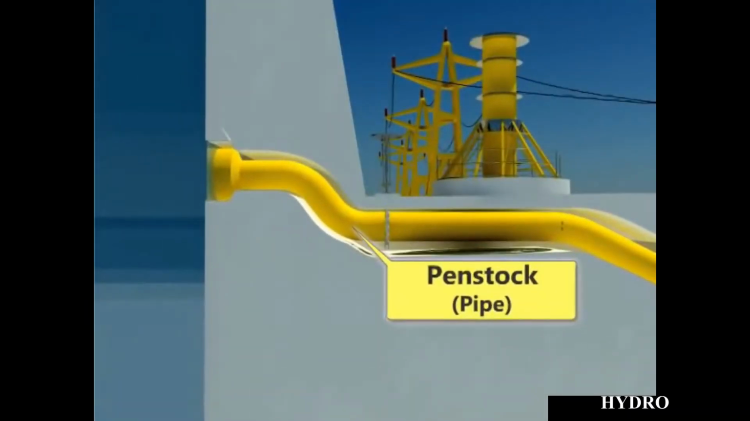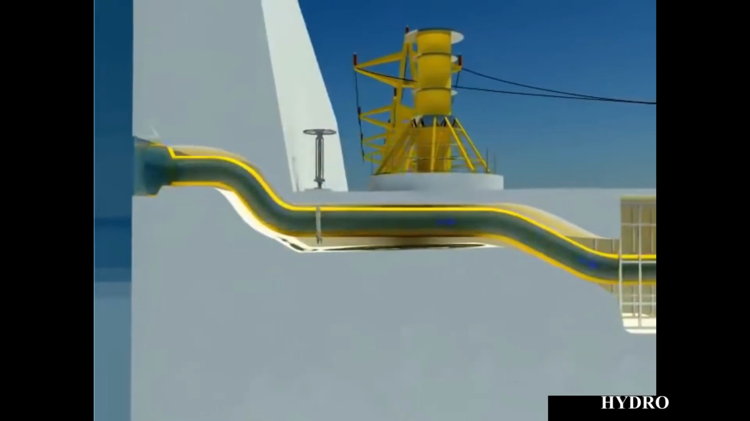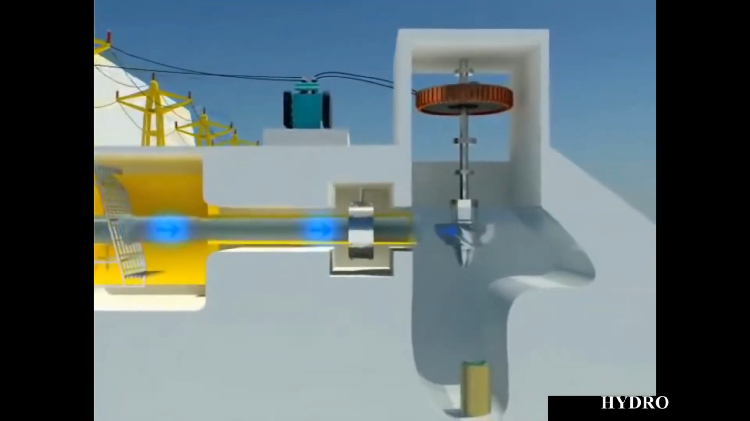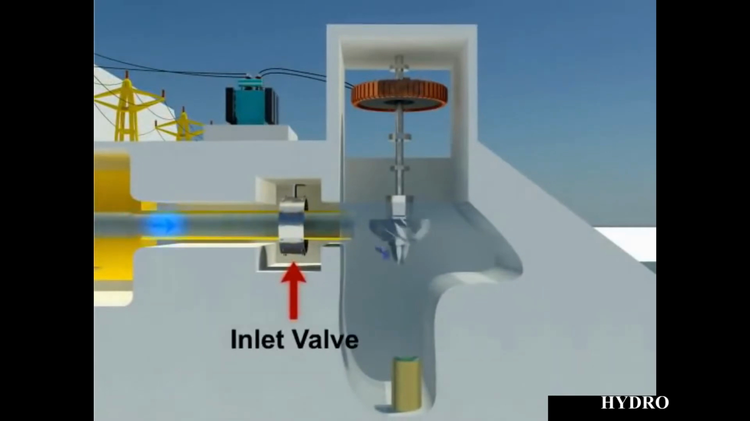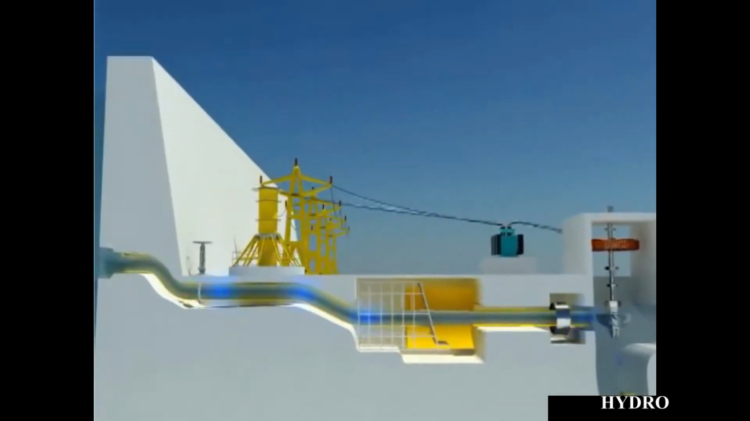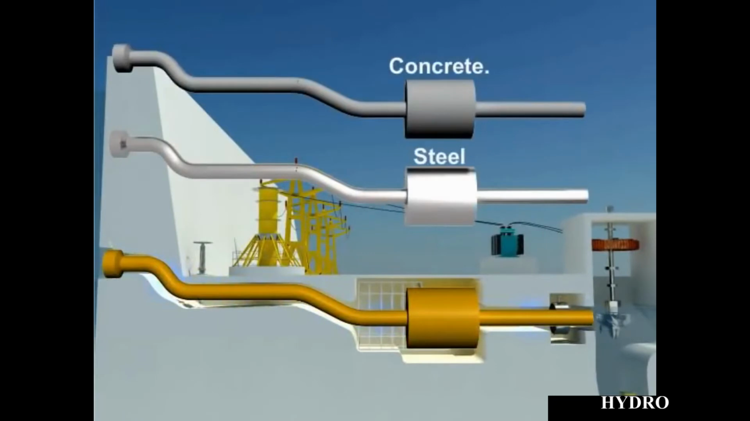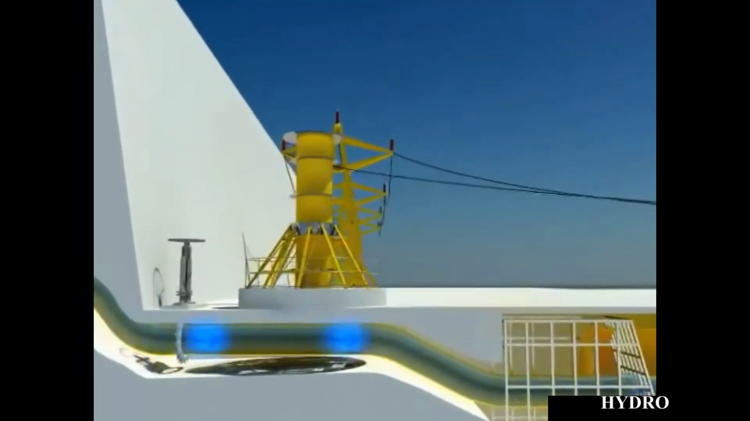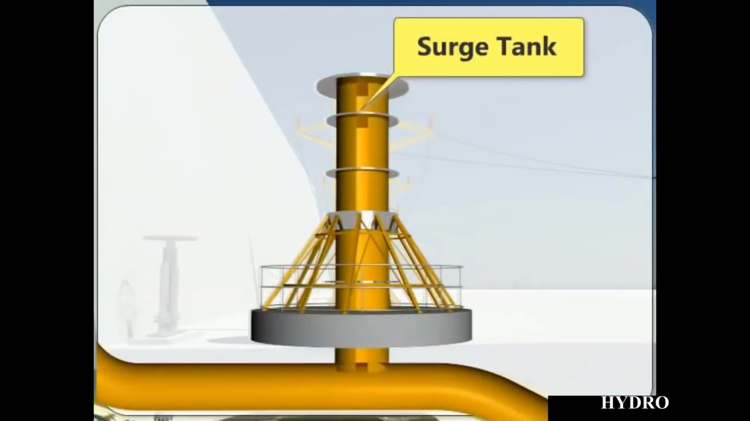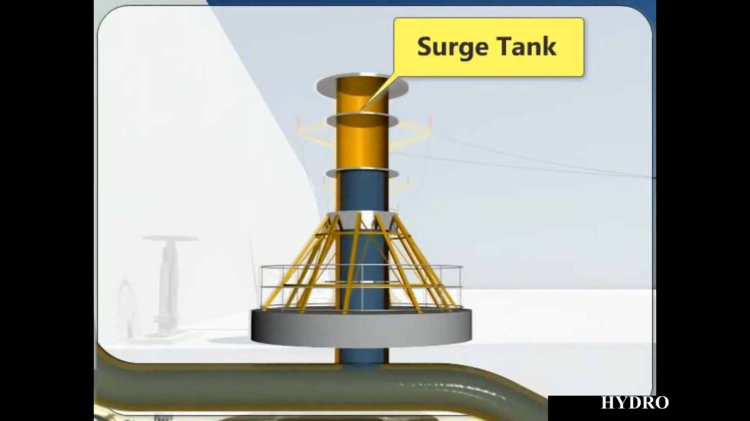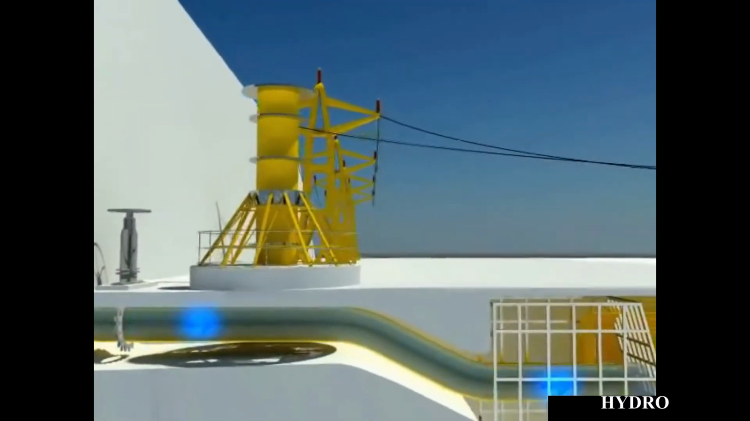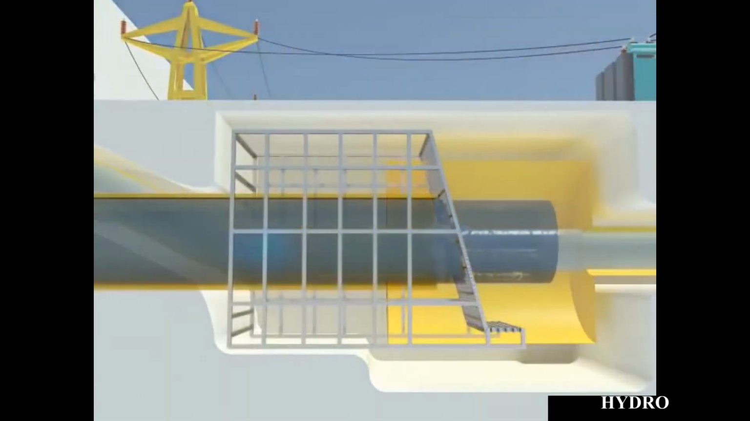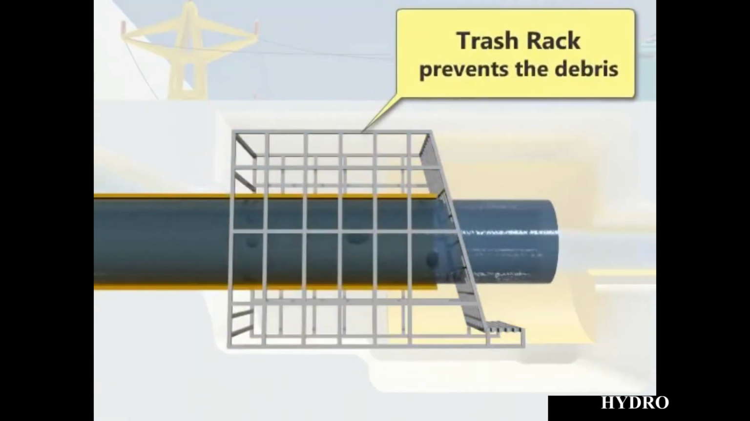Water stored in dams has potential energy. The water under pressure is carried by the penstock and supplied to the turbine through the inlet valve. The penstock is a pipe made of steel or concrete. A surge tank reduces the excessive water force on the penstock. Here, the trash rack prevents debris from entering the powerhouse.